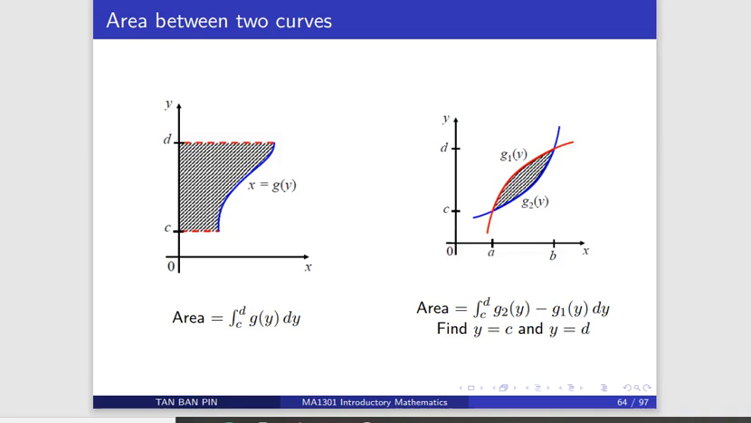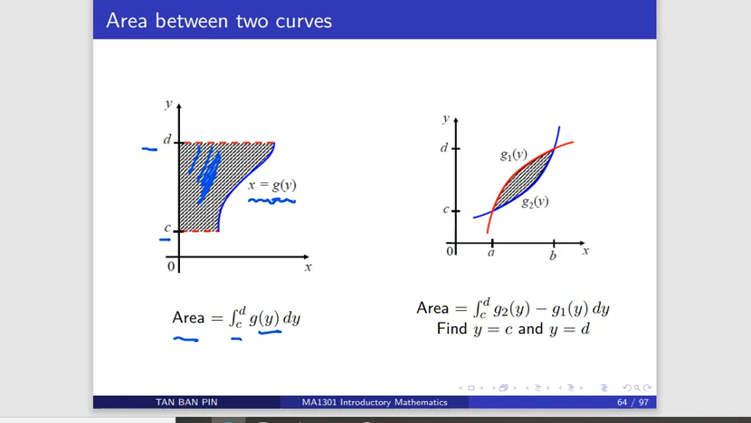We shall now consider area between two curves about the y-axis. To find the area bounded by x equals g(y) from y equals c to y equals d, you just integrate from c to d g(y) dy. You'll be finding this area bounded by x equals g(y) from y equals c to y equals d.